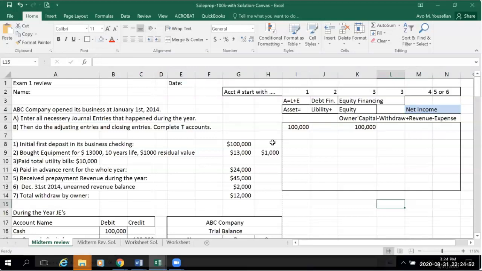Now, account numbers. Every account starts with a number. So assets start with 1. Liabilities always start with 2. In our class, we're going to use 3 digits, but in real life, you use 5 or 6 digits. Okay? Equity, owner's capital starts with 3, withdrawal starts with 3, revenue starts with 4. In regards to expenses, they start with 5 and 6. 5 for cost of goods sold and 6 for regular expenses.